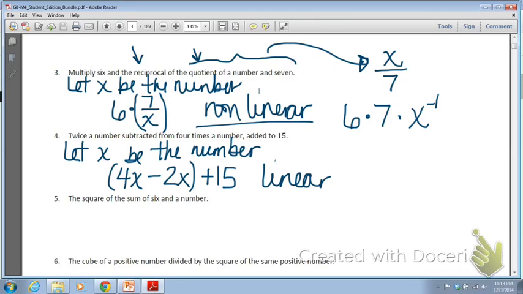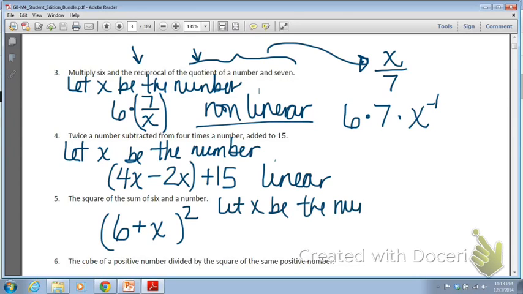All right, let's look at 5. The square of the sum of 6 and a number. Okay, the square of, so we're going to square something. And whatever I'm going to square, I want to put in that parentheses. So the square of, we're going to square a sum. So we're going to be adding something together. So we're going to square the sum of 6 and a number. Whoops, I forgot to say, let x be the number.